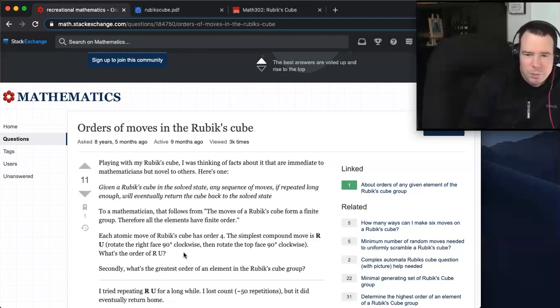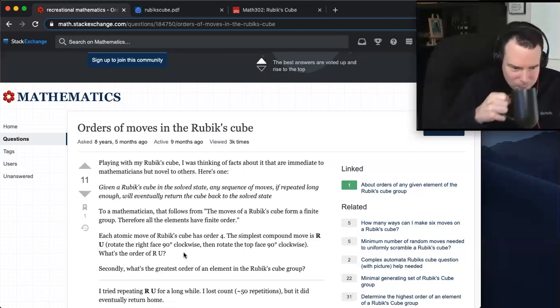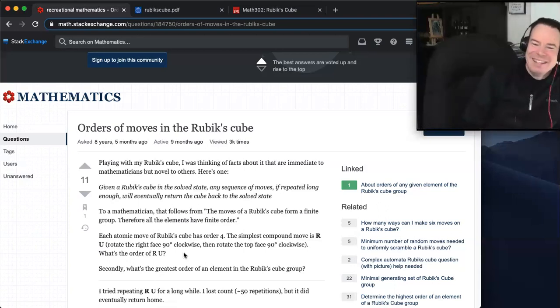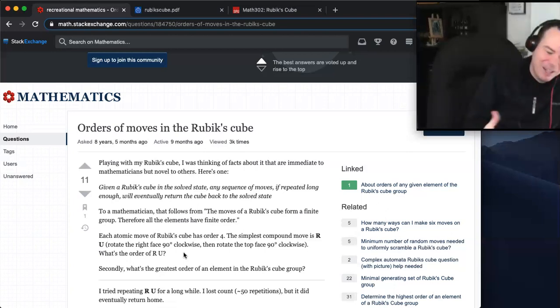They want to know the number of times you have to apply it. And then the subsequent question is, what is the greatest order of an element in the Rubik's Cube group? Atomic move, yeah. As soon as I read your post there, atomic move, I thought of this thing just exploding.